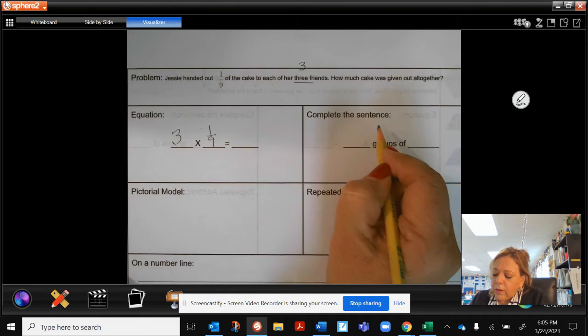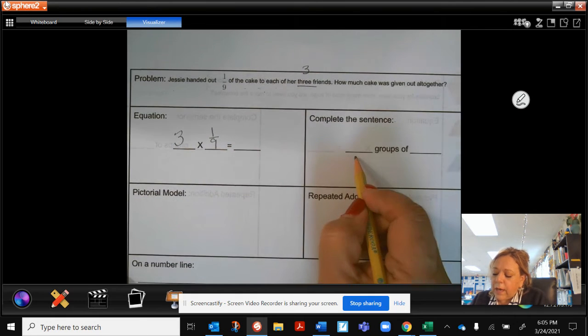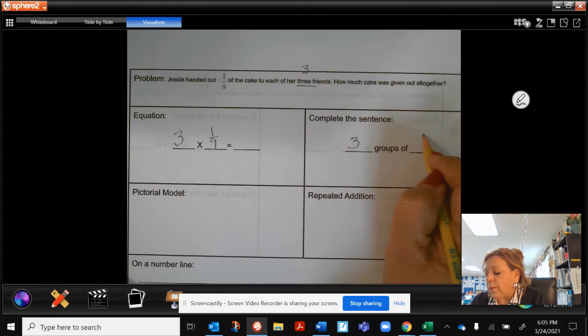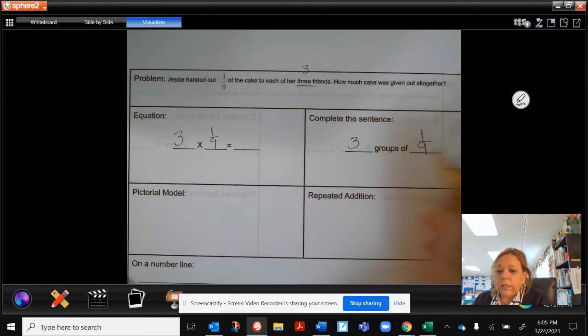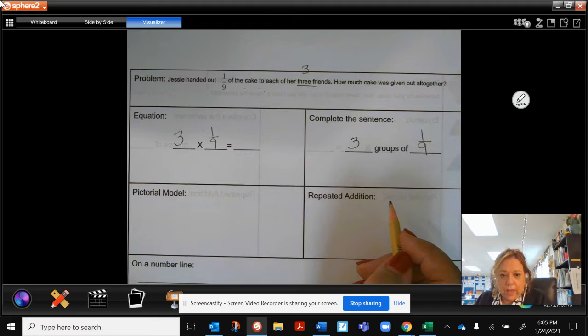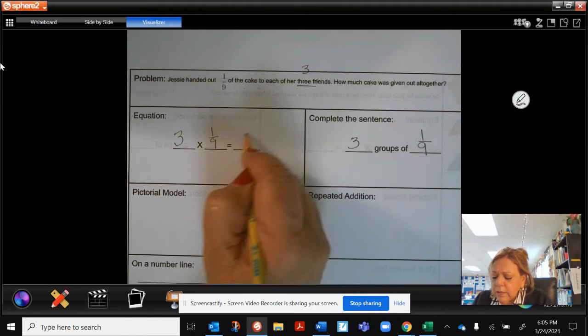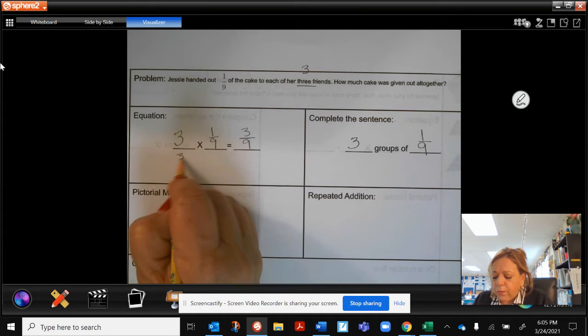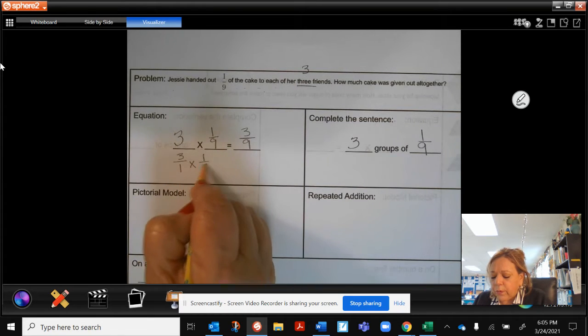equals, I'm going to complete the sentence. I'm going to have 3 groups, which are the 3 friends, and each of them receives 1/9 of a slice of cake. This is going to equal 3 over 9 because I have 3 over 1 times 1 over 9.